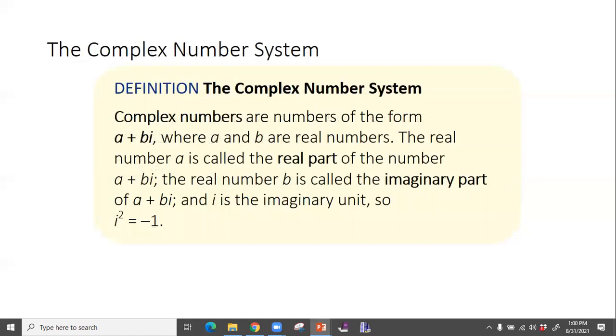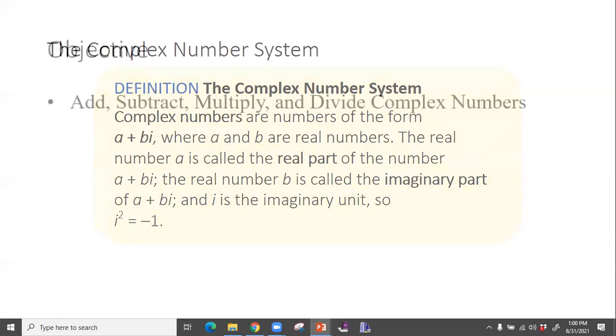So the complex number system are the numbers in the form of a plus bi. A and b are real numbers, or coefficients are real numbers. The term with only the real number is called your real part, and then b is called your imaginary part. So you have a plus bi, and this is my real, and this is my imaginary. And we do write it in this order to be mathematically correct.